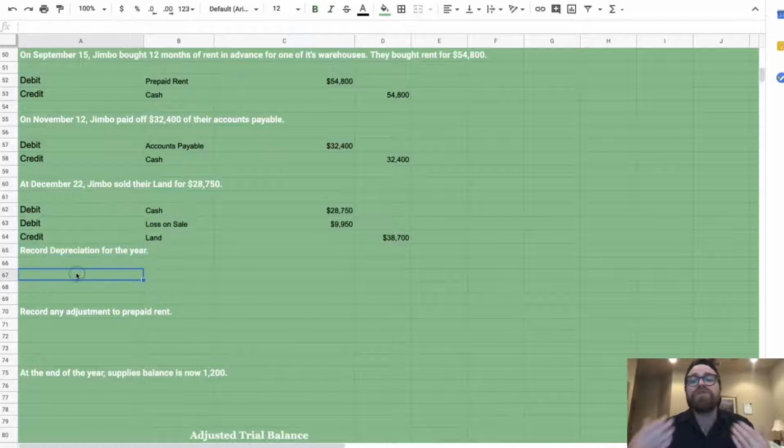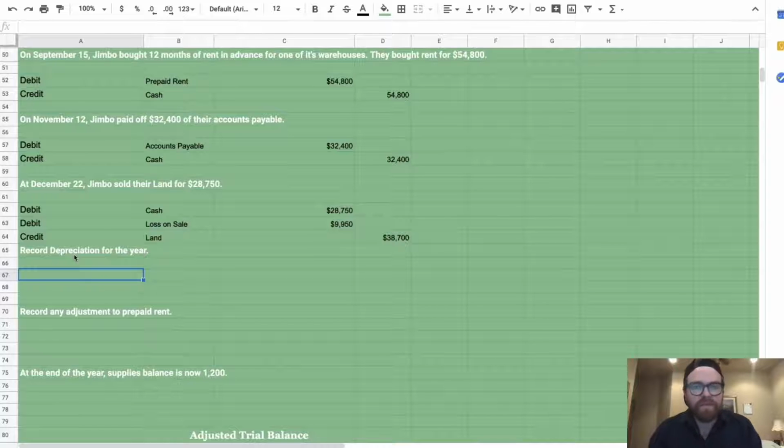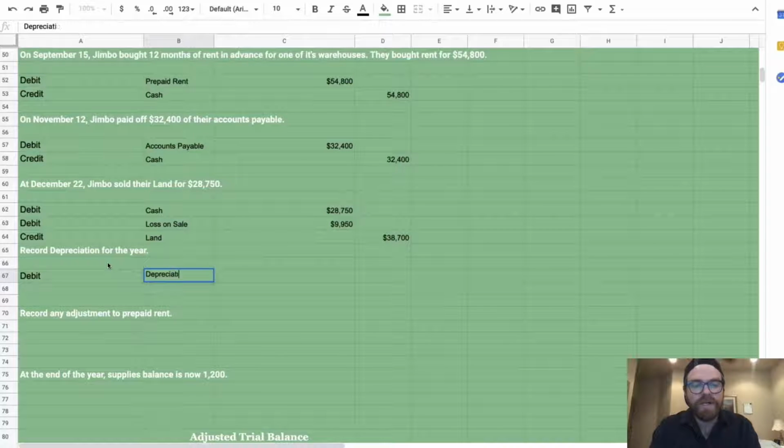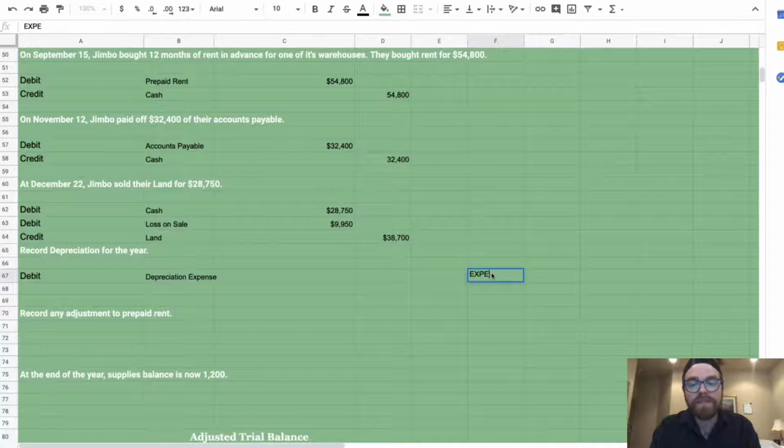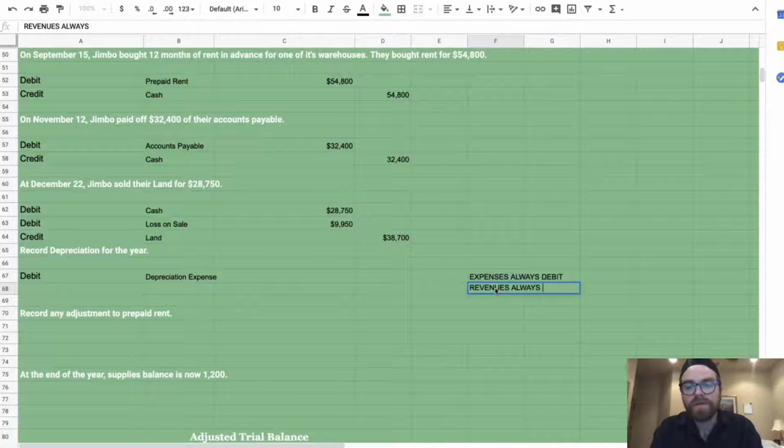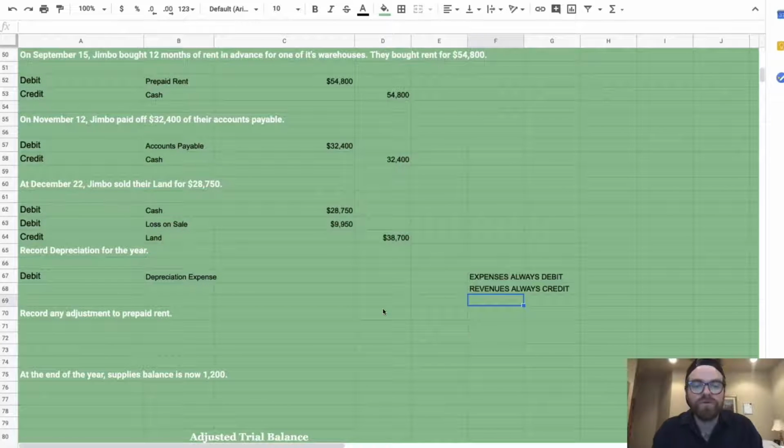All right, now we're getting to adjusting entries. Adjusting entries are basically adjustments that you make at the end of the period based on time or based on something you used up. Now with depreciation, that's based on time. So we're going to record depreciation here. To record this, we'll debit something called a depreciation expense. In lower level accounting, this is an important rule here. Expenses always debit. And by the same token, revenues always credit. Very important rules to write down.